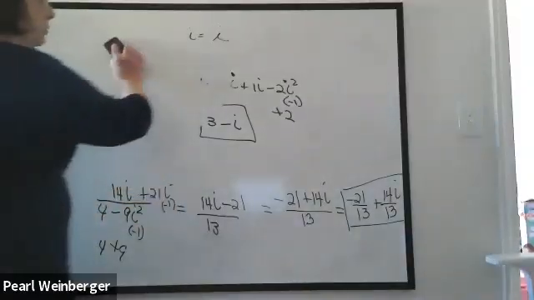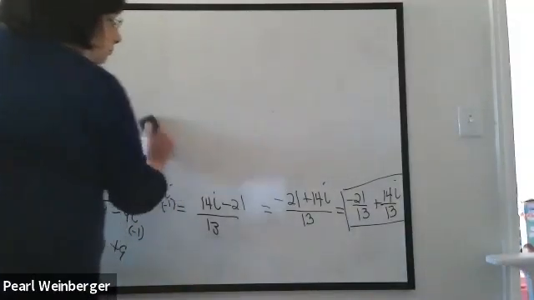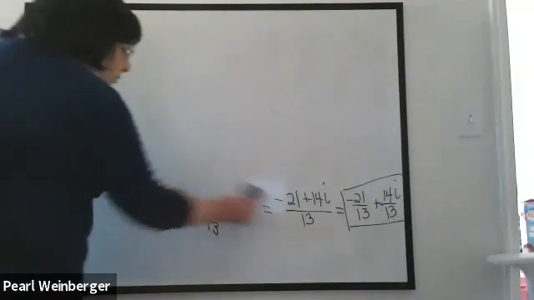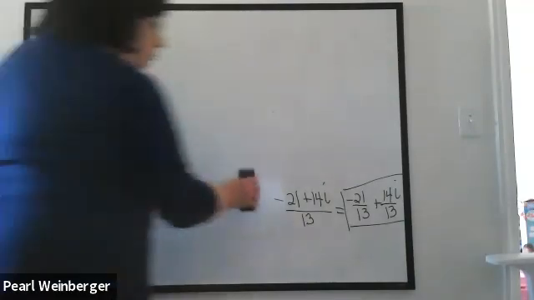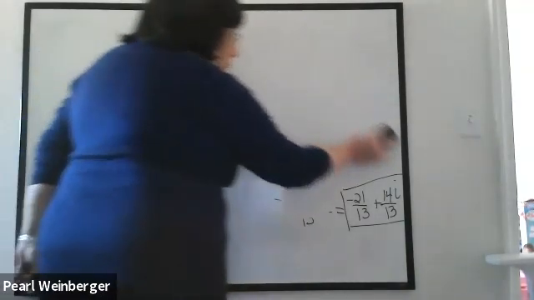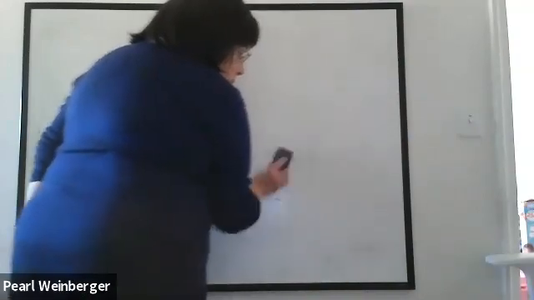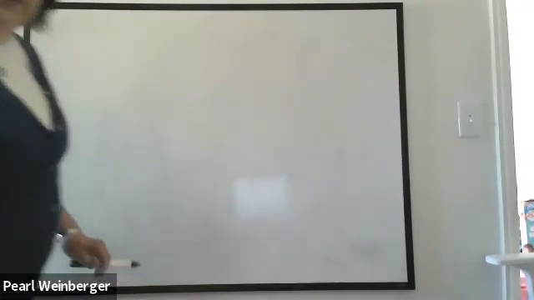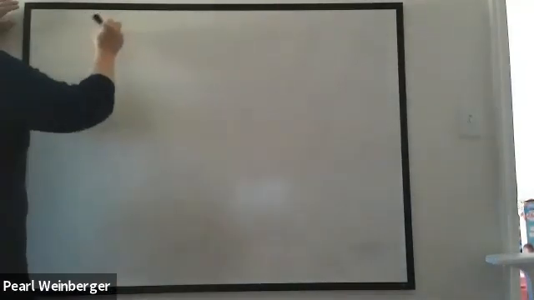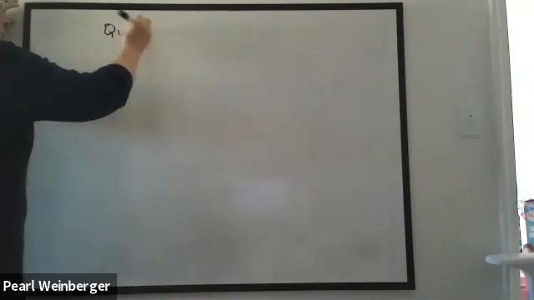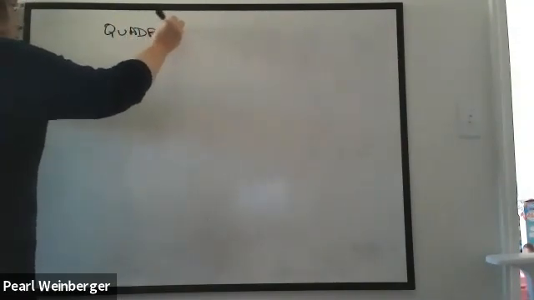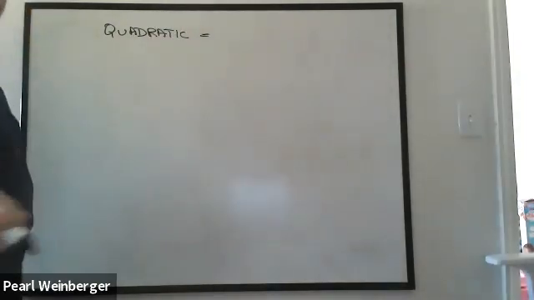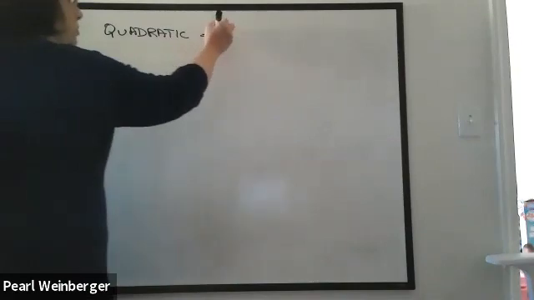So we are now starting chapter 7. And the title of chapter 7 is Quadratic Equations. And we know what quadratic equations are. Quadratic equations are sometimes also called second degree equations.